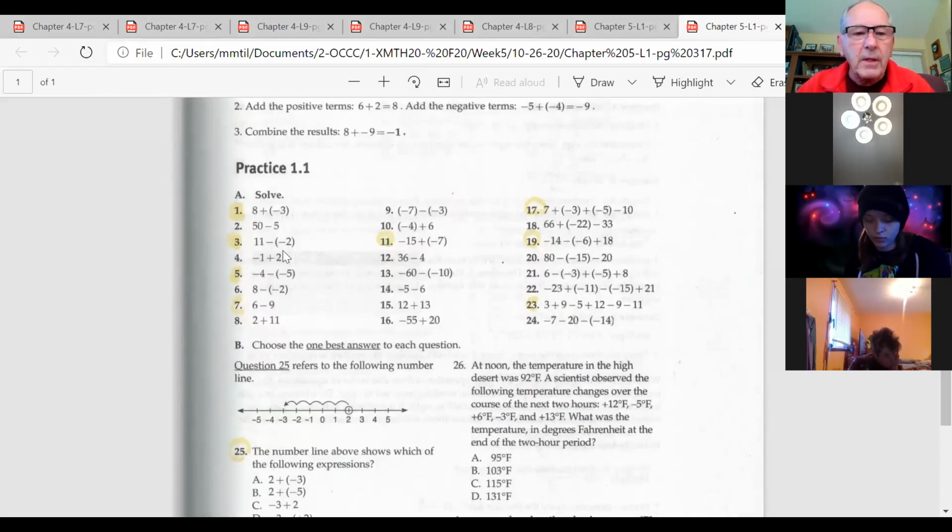Let's just look at the practice. Okay, 8 plus a -3. Who wants to tell me what that answer is? 5. It's plus 5, right? Because it's just 8 take away 3, right? Somebody tell me what number 3 is. 11, a minus 2 is what?